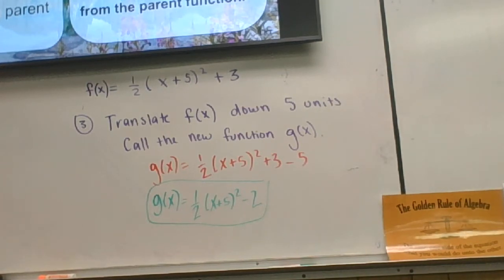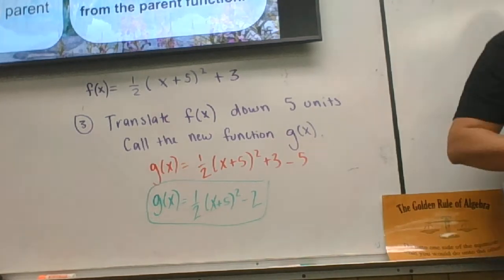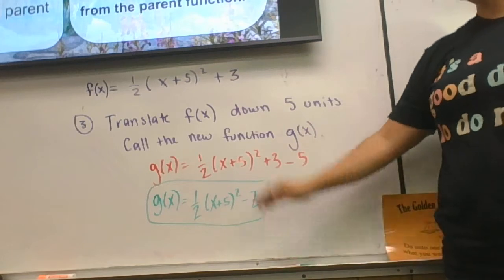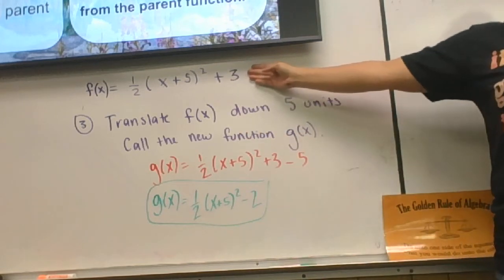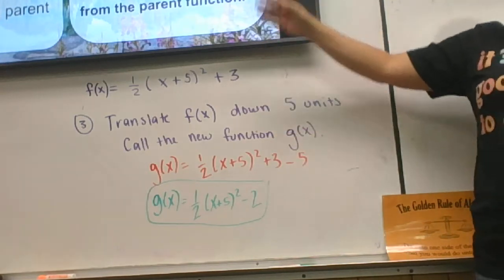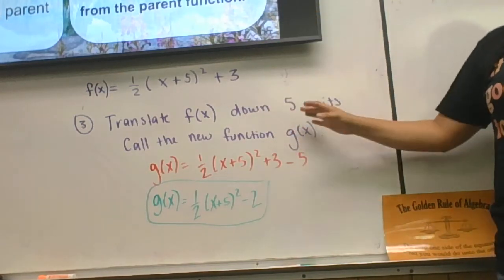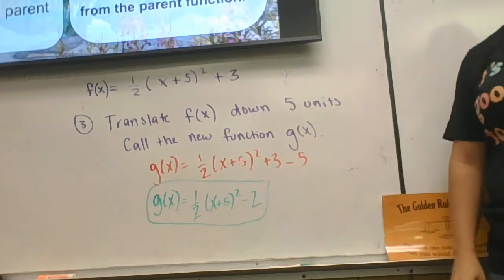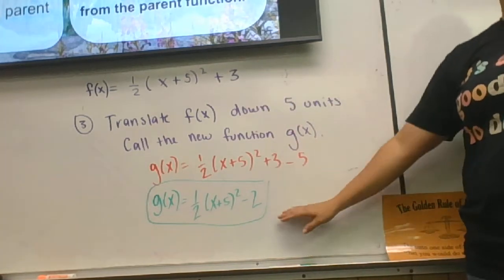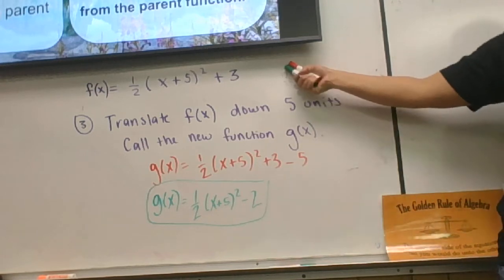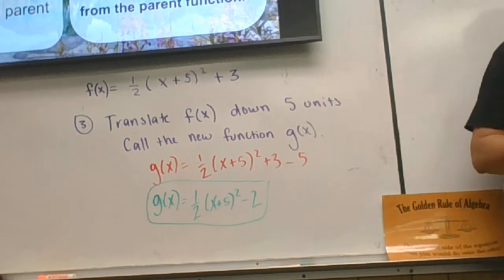I wouldn't be surprised if a lot of you, this is what I would have done. I would have just erased the minus 3 and put a minus 5 in, because that's kind of what we were doing with the parent function. We were just plugging whatever the move was in. But since we're translating, it's already up 3. We're going to take it down 5. We do 3 minus 5, and we end up at minus 2. Okay? That's our new move today. Given an equation, change that given equation.